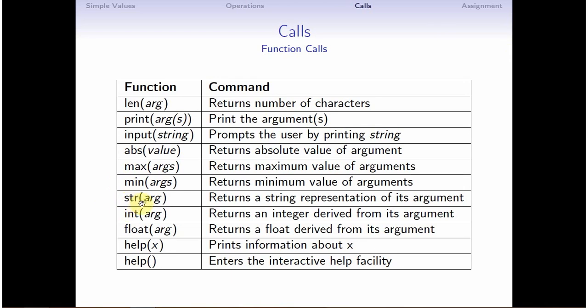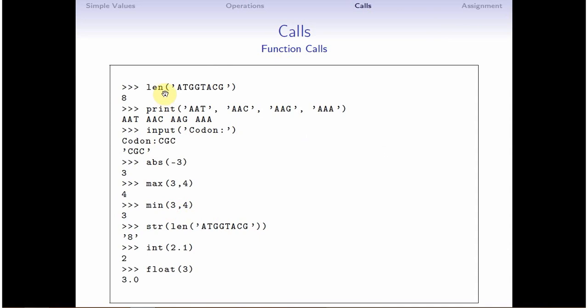Str means string, meaning whatever argument you have, you convert to string. Int will convert to integer. This one will convert to float. Help, if you want to print information about some argument that you are using. So example, length. This one 1 2 3 4 5 6 7 8. So there are 8 letters. Print means they will print all this out. Input, you press this input, like input bracket, then you put this. It will prompt you to key in, and this is what you can key in.